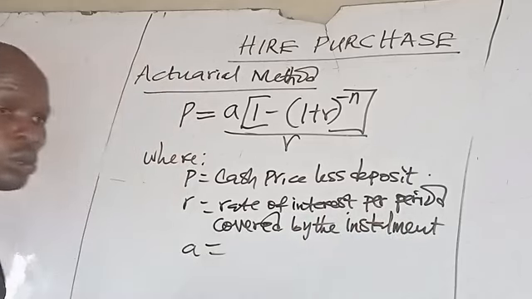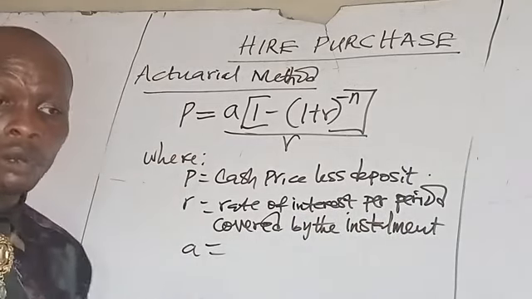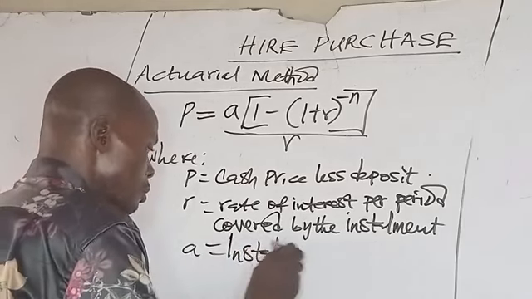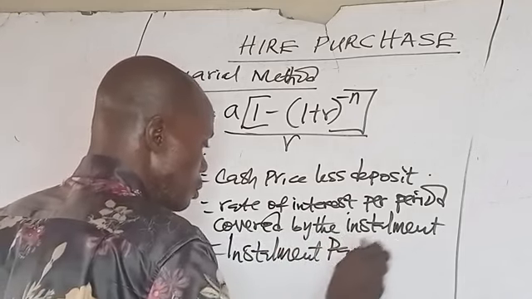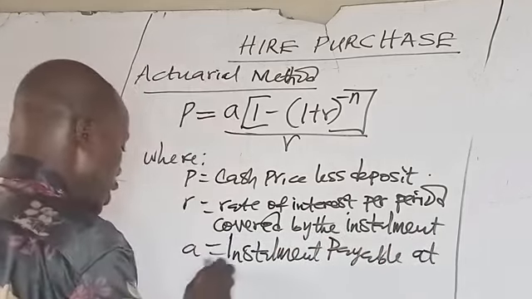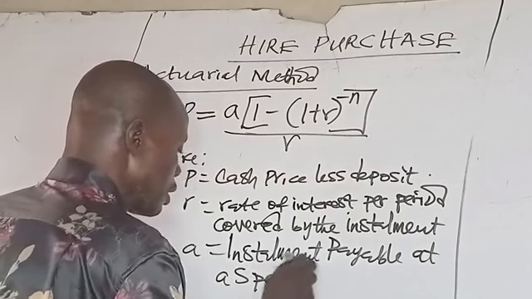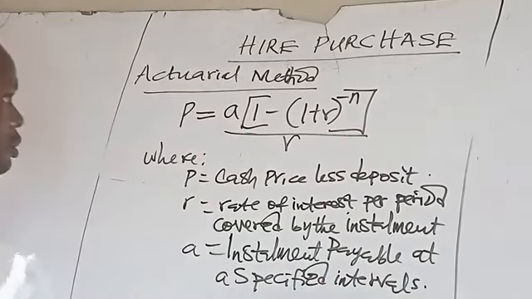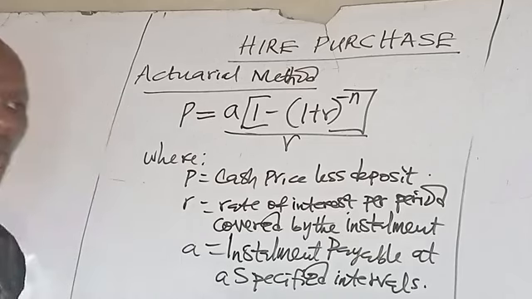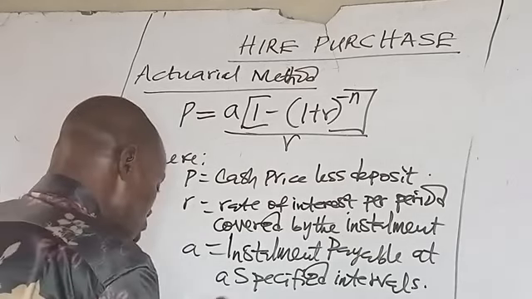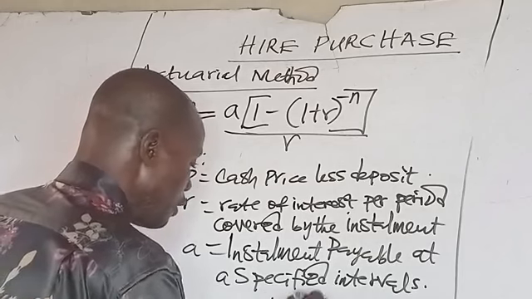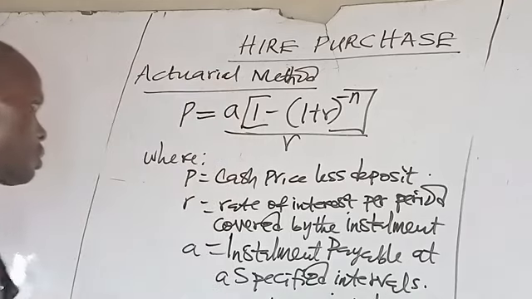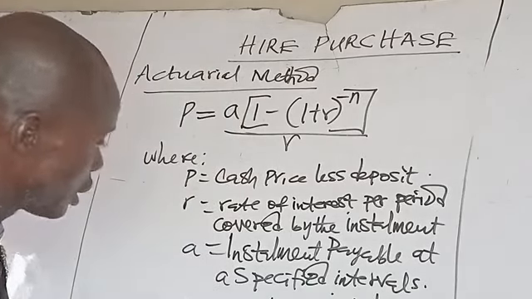A is the installment payable at specified interval. Then N is the number of installments. So that is the formula.